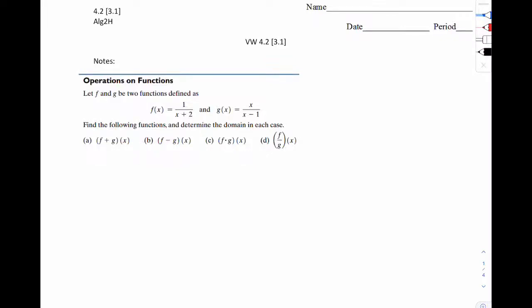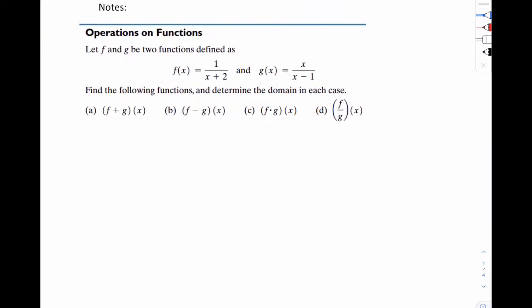Welcome to VW 4.2. Today we're going to be talking about operations on functions. So our first example here, I give you two functions, f and g, and a whole bunch of operations. And notice how it also says to determine the domain. So we'll do that at the end. Don't worry about that too much.